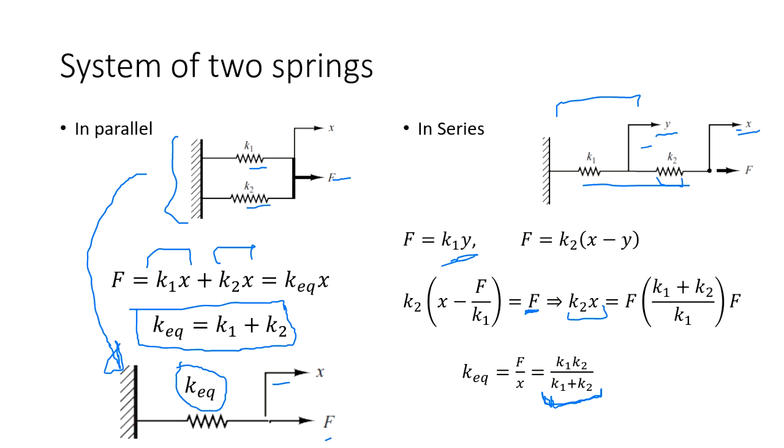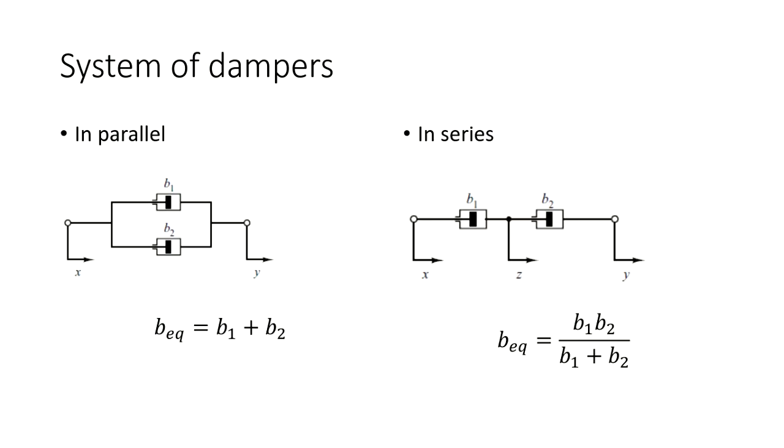So it's similar to resistors, but it is just the opposite. If they are in parallel, you just add them. If they are in series, you take K1, K2 over K1 plus K2. The same thing for the damper. If they are in parallel, you add. If they are in series, you do B1, B2 over B1 plus B2.